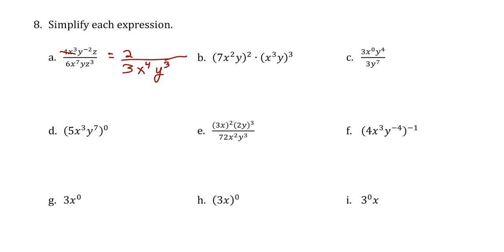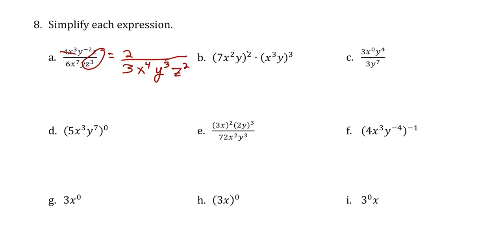And then the z, let's think of it the same way. 1 minus 3 is negative 2, so let's put it in the denominator as z to the positive 2. Let's make that look more like a 2. Exactly, because that z doesn't even look like a z. Let's make it z to the second. So basically what you have is 2 over 3x to the fourth, y to the third, z squared. Okay, let's look at the next one.